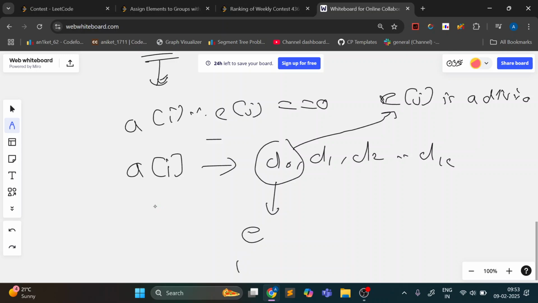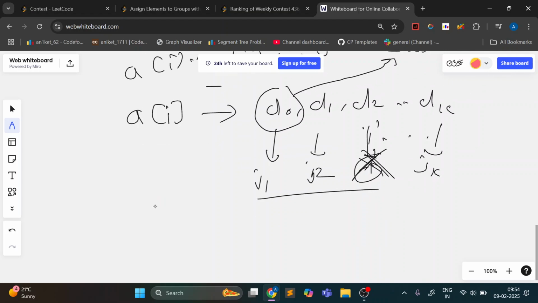Let's say divisor D0 was present at J1, divisor D1 was present at J2, and divisor DK was present at JK. Now there might be a possibility where a divisor is not present. In that case, it would be nothing. We won't consider it. But if they are present, our answer for the ith group would be the minimum of J1, J2, up till JK.